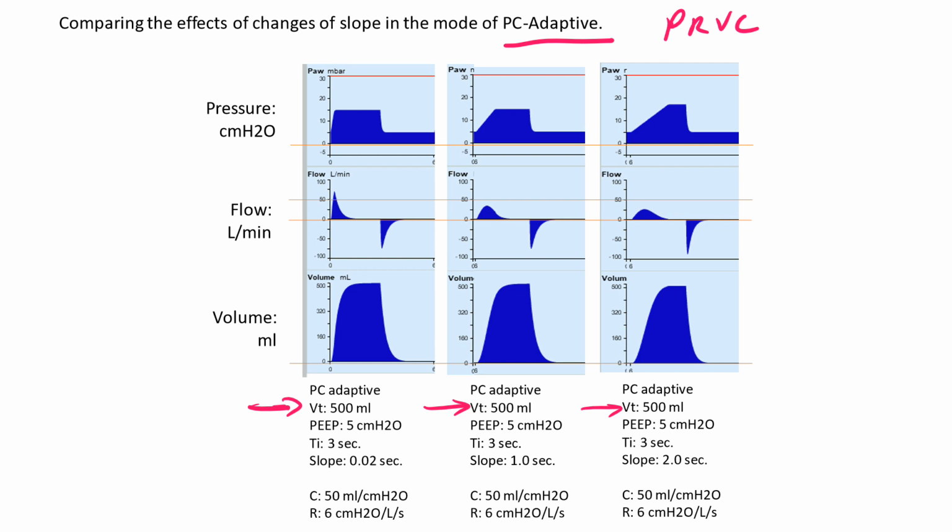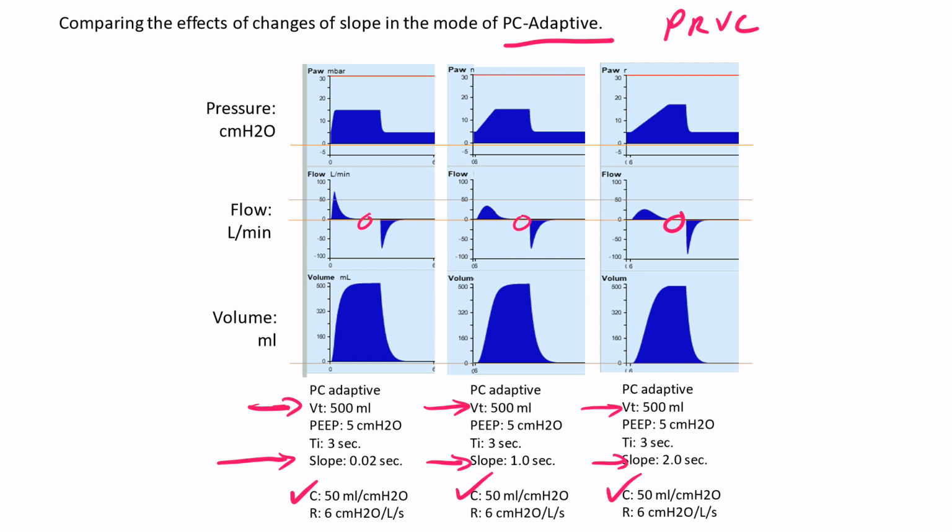And of course, that's going to be controlled by our compliance and our resistance. The effects of resistance are going to be minimized because we've got a long enough TI to get equilibrium and our inspiratory pause in each of these situations, all right? So another way we can control our peak inspiratory flows, is what I'm demonstrating here, by setting this slope or inducing a little bit of resistance during inspiration. And that's what adjusting the slope does in the mode of PC adaptive, all right?